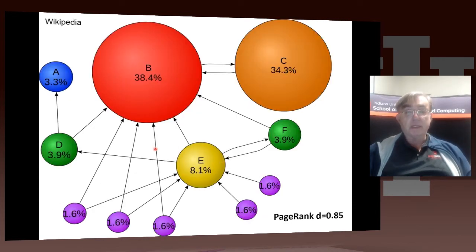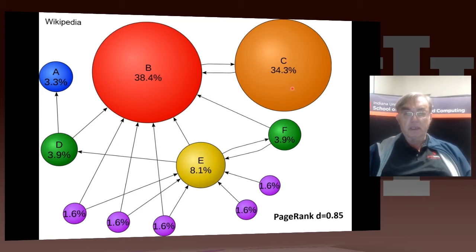So here's another example of a graph. The graph is defined by who points to whom. This page D has two links going to A and B. And then we have all these small things here which don't have anybody pointing to them, but they themselves point to things. And then we can calculate the PageRank.